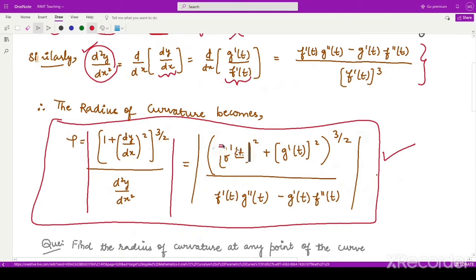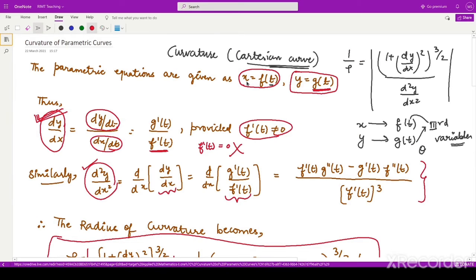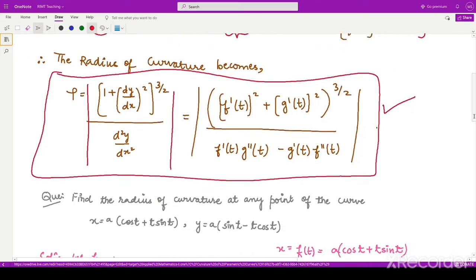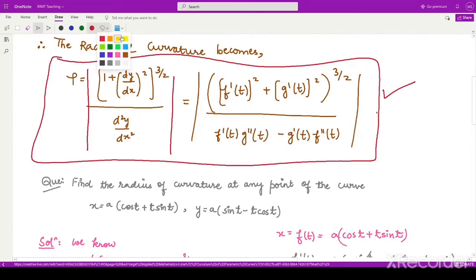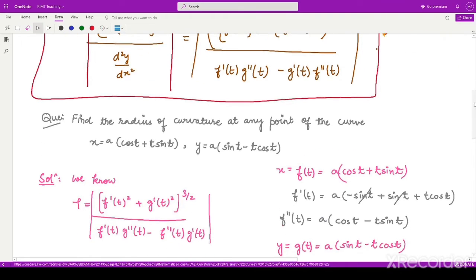So we have discussed this parametric equations. If the equations are of this form, x is equal to f of t and y is equal to g of t, then the first derivative is given using this formula, and the second derivative is calculated using this formula. So we can substitute the values of first derivative and second derivative into this formula, right? So we would have this final formula for parametric curves. Using this formula, you could calculate the radius of curvature for parametric curves. This formula you should remember in order to calculate the curvature for different curves.